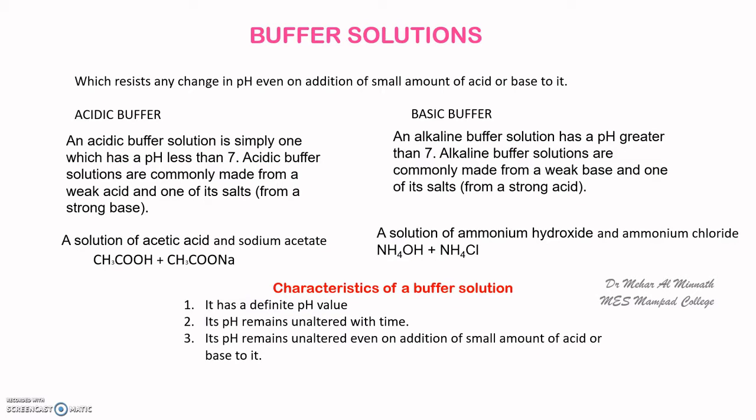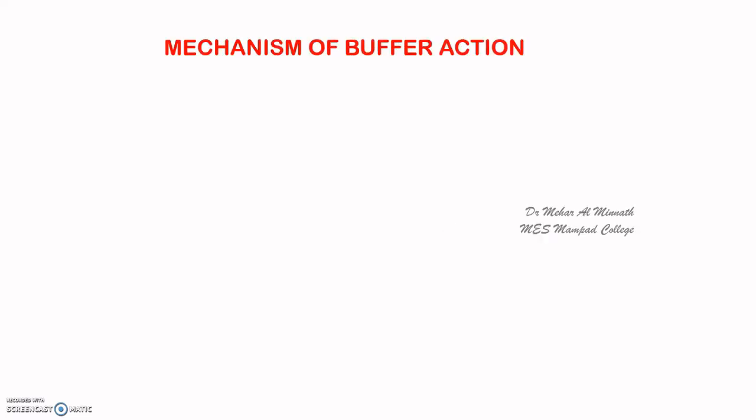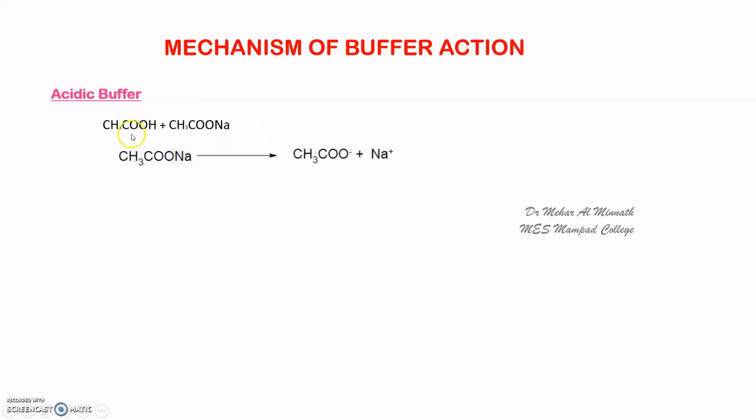Now let us see how buffer solutions resist the change in pH. That is the mechanism of buffer action. Let us take the case of an acidic buffer. An example for an acidic buffer is a mixture of acetic acid and sodium acetate. Now, when you consider this mixture, the mixture will have acetate ions and sodium ions from sodium acetate, and since sodium acetate is a strong electrolyte or a strong salt, it will ionize completely.